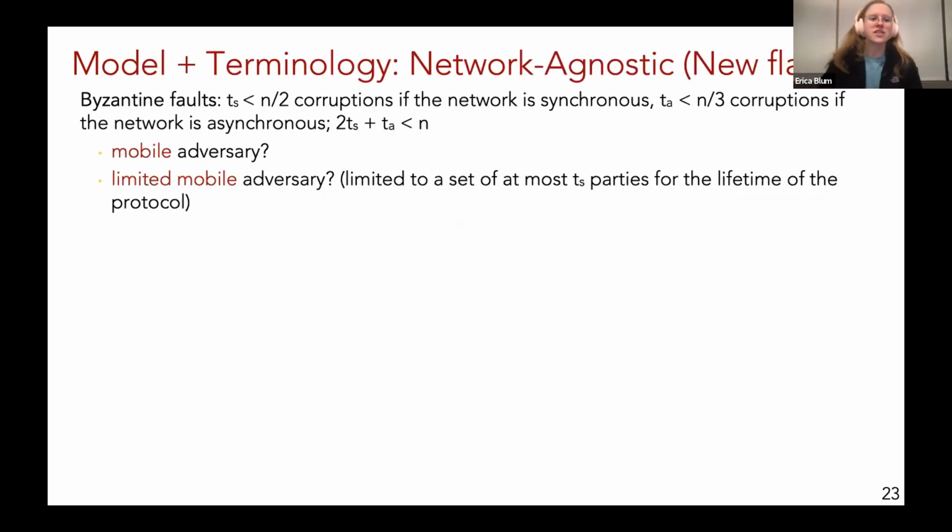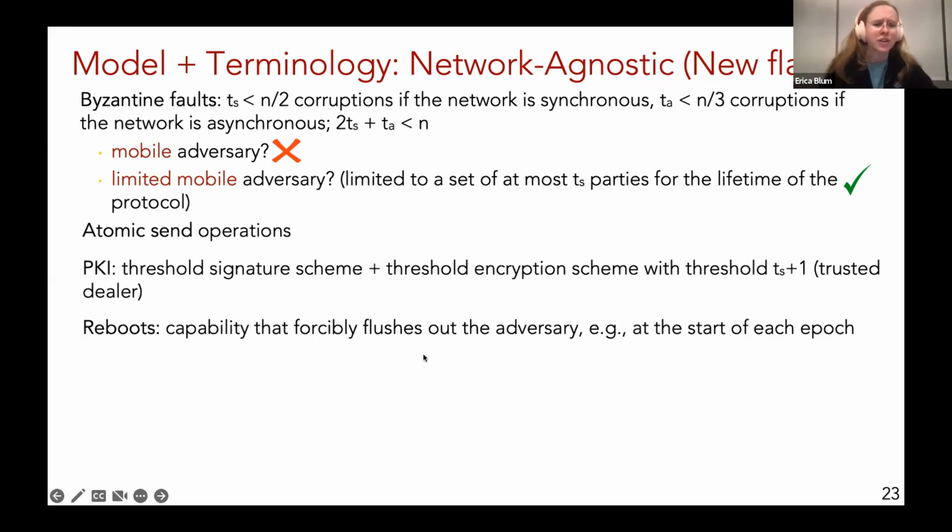And the key relaxation here is we consider a limited mobile adversary where they can only hop around within a set of at most TS parties. So initially they can hop to whoever they want, but eventually they've determined that set, or they've boxed themselves into that set. And so this is more general or more powerful than we originally considered. But as we said, we can't really hope to get anywhere against a fully mobile adversary. And we found that this is an interesting non-trivial relaxation. The rest of the details of the model are largely the same, except for that reboot capability.